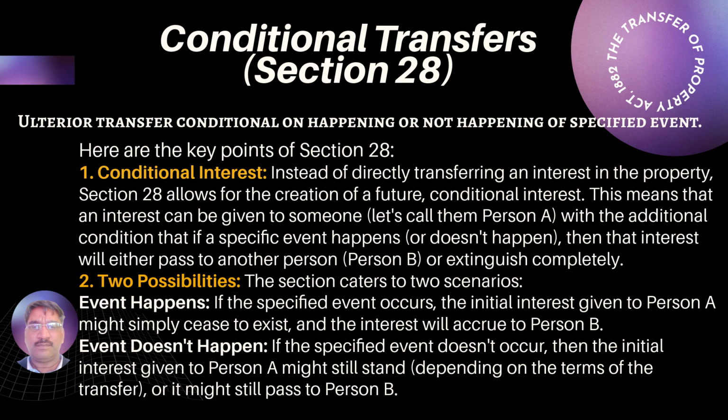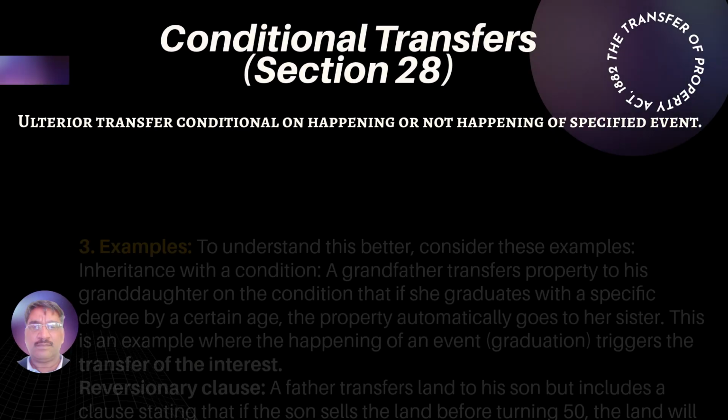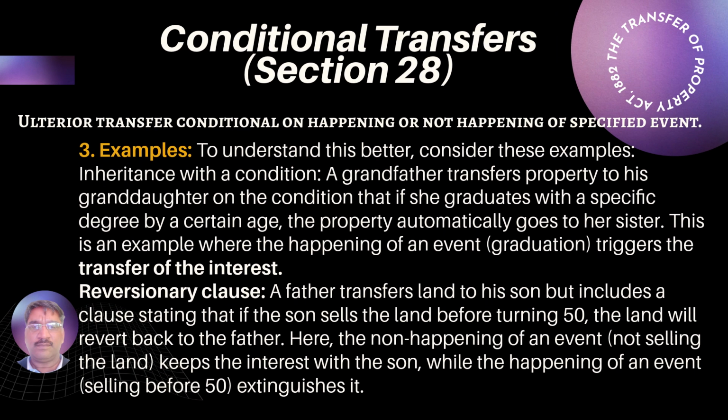3. Examples. To understand this better, consider these examples. Inheritance with a condition. A grandfather transfers property to his granddaughter on the condition that if she graduates with a specific degree by a certain age, the property automatically goes to her sister. This is an example where the happening of an event, graduation, triggers the transfer of the interest.